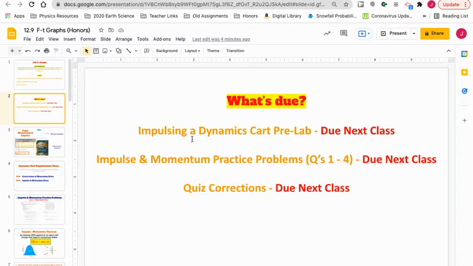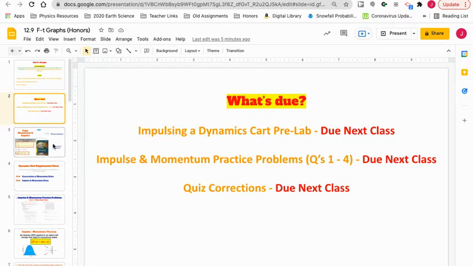We will do the pre-lab for the impulsing a dynamics cart. And then on Monday, when I return, we'll do that lab. And then practice problems 1 through 4 will also be due, and we'll go over those on Monday. And then I'm going to show you on the last slide, I have the quiz corrections, and I'll go over how you can do that and get those turned in.